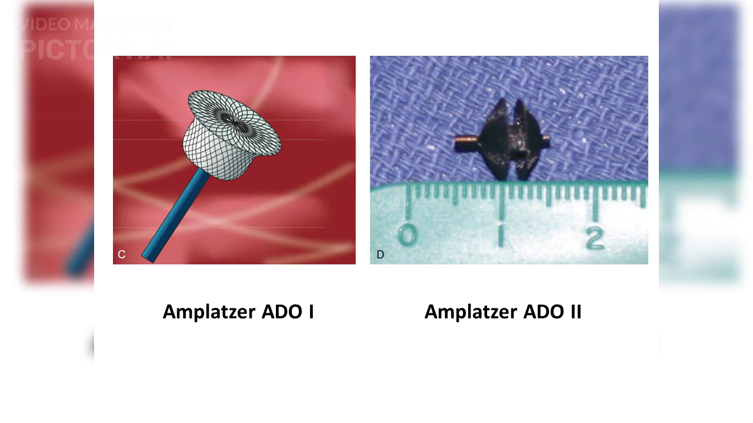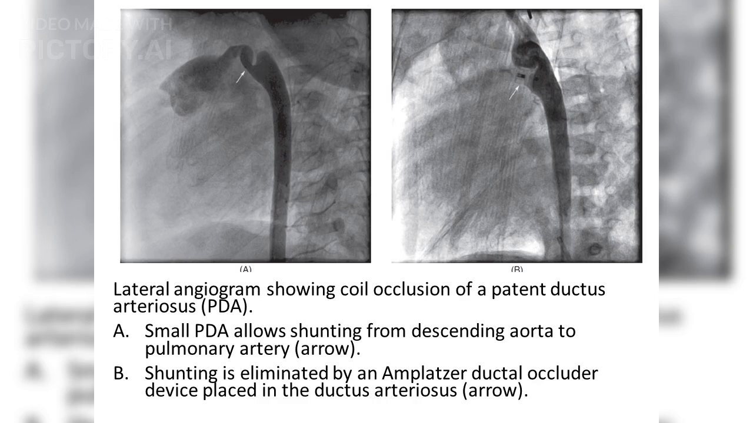Images of Amplatzer ADO I and ADO II devices, showcasing their design and size. Lateral angiogram images show coil occlusion of a PDA. The small PDA allows shunting from the descending aorta to the pulmonary artery, which is eliminated by the Amplatzer ductal occluder device.